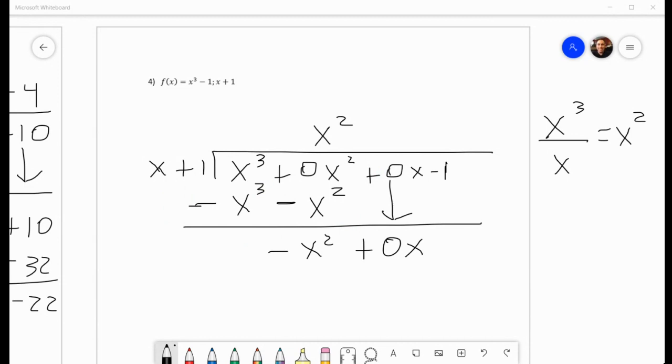Well, that's degree 2, which is more than the degree of the divisor. We have to repeat the process. So we have minus x squared now over x, and that's equal to minus x. Again, you divide leading terms, so that we put that above the dividend over its like term like I did. We multiply and we subtract.